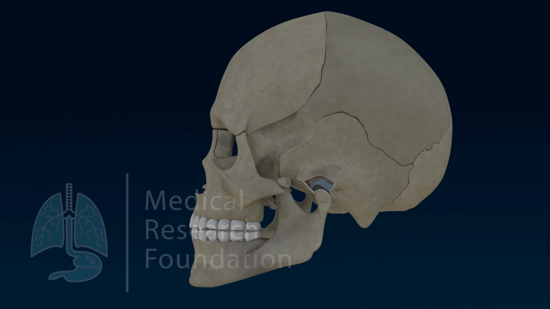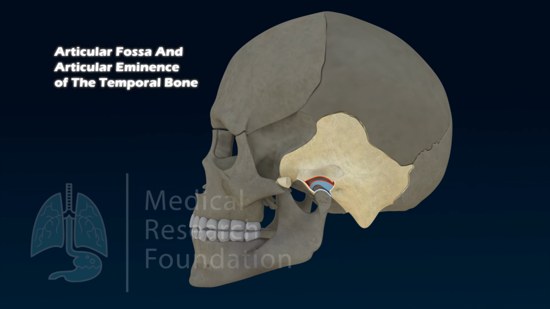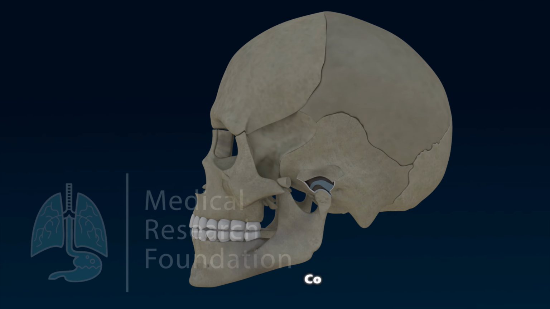The upper articular surface is formed by the articular fossa and articular eminence of the temporal bone. This surface is concavo-convex. The lower articular surface is formed by the head of the mandible. It is called the condyle. This surface is elliptical in shape. The articular surfaces are covered by fibrocartilage, so this joint is an atypical synovial joint.